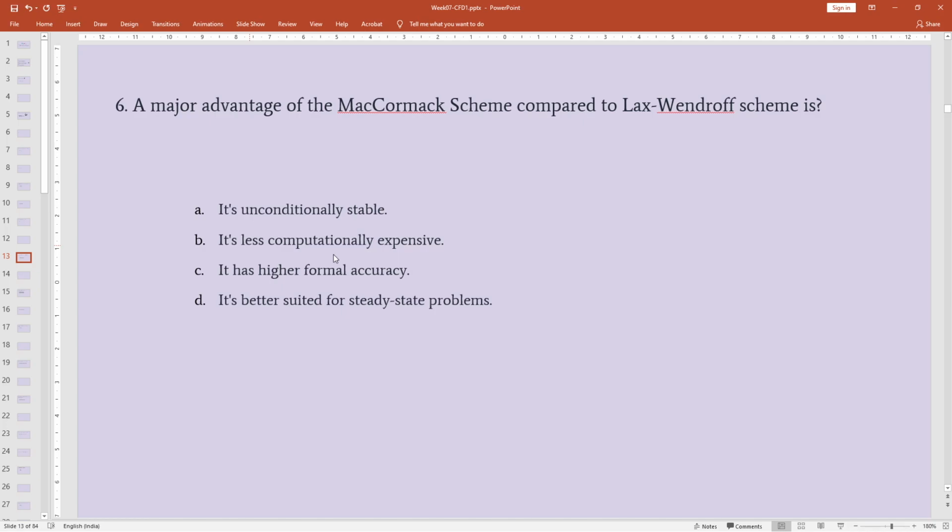Next question. A major advantage of the McCormack scheme compared to the Lax-Wendroff scheme is what? Option A, it is unconditionally stable. Option B, it is less computationally expensive. Option C, it has higher formal accuracy. Option D, it's better suited for steady state problems.